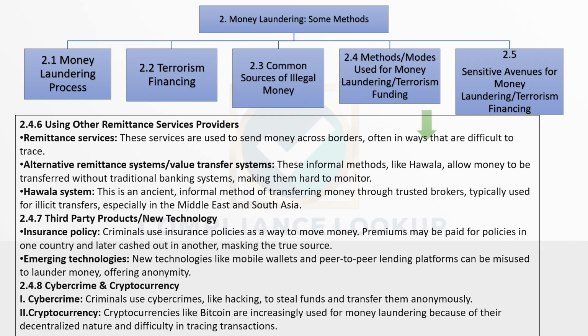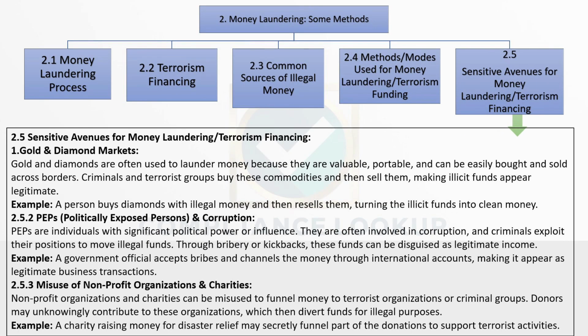Sensitive avenues for money laundering and terrorism financing: gold and diamond markets. Gold and diamonds are attractive avenues for money laundering because they are high in value, easy to transport, and can be bought or sold discreetly across international borders. These commodities act as an alternative currency in many illegal activities.